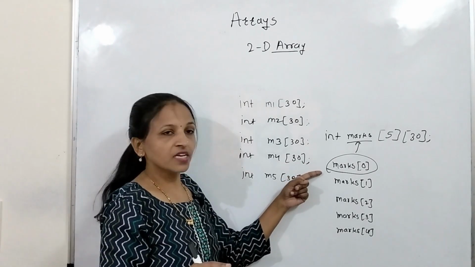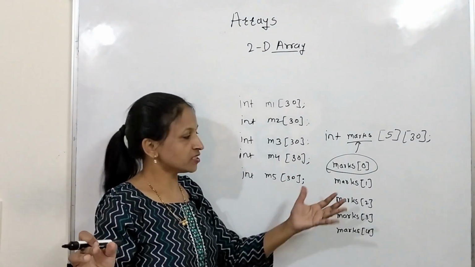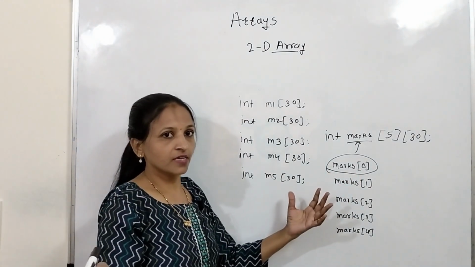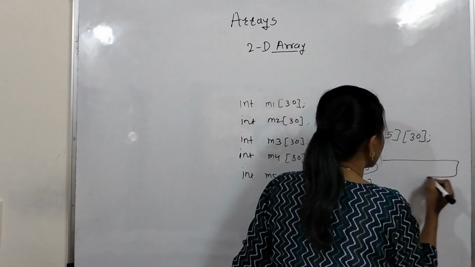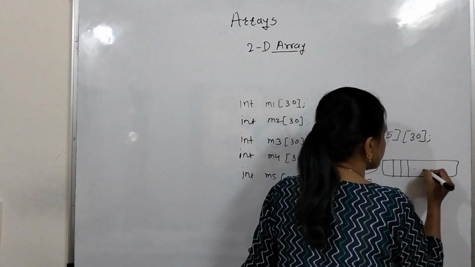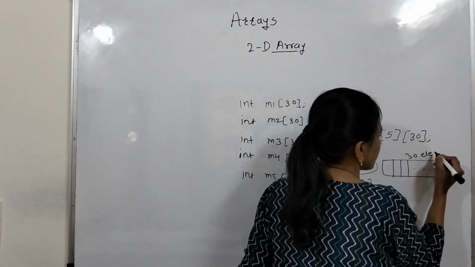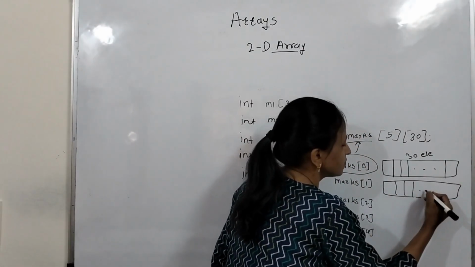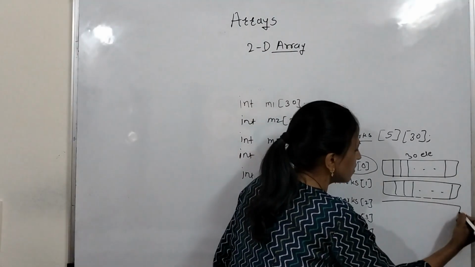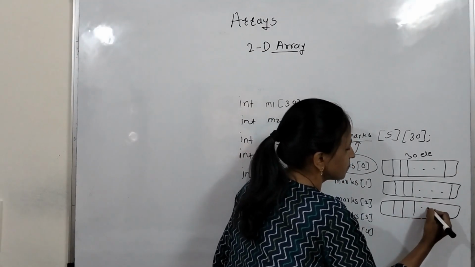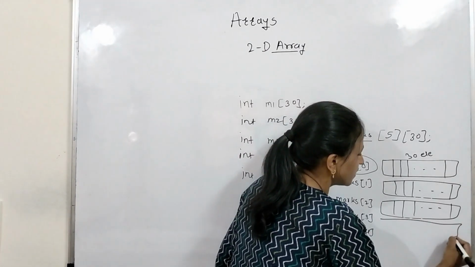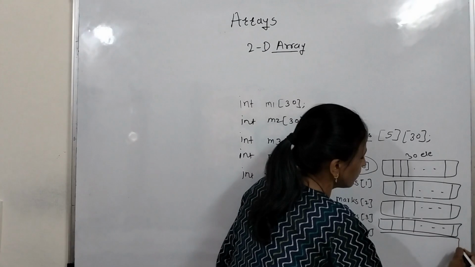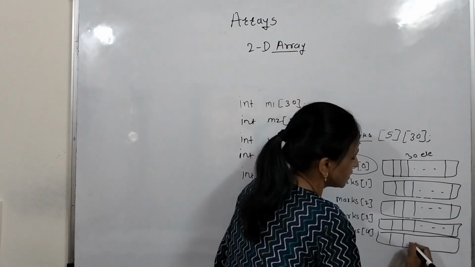Now this first element is nothing but the name of that first array. Getting it? Now the first array will hold in it 30 elements. Then the second element will again have 30 elements in it. The third array will have again 30 elements in it. The fourth one again the same thing, 30 elements in it, and the fifth one again will have 30 elements in it.